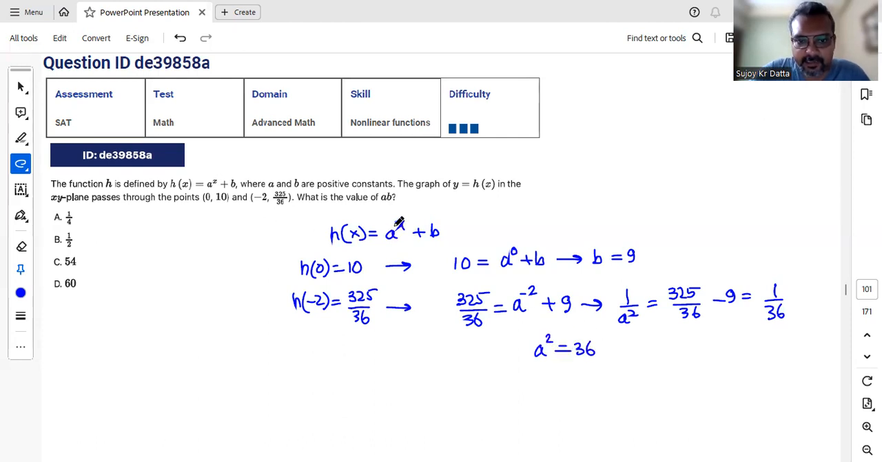Now, since a is the base on which you have the exponent, a cannot be negative because then the function does not exist, right? So a has to be positive. So a is 6 and b is 9. They're asking the value of a times b. So 9 times 6, 54. So that's the third option. Let's go to the next one.